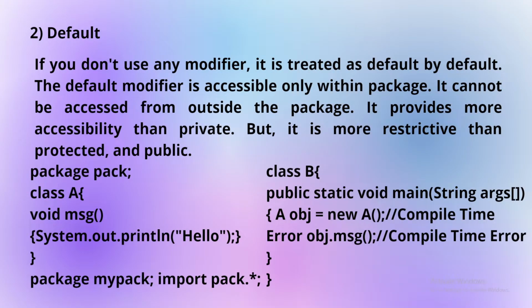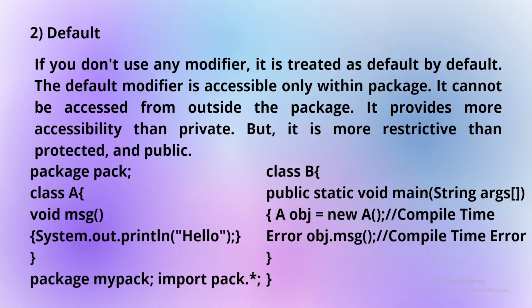The next one we are going to see is the default access modifier. If you don't use any modifier, it will be treated as default. The default modifier is accessible only within the package. It cannot be accessed from outside the package. It provides more accessibility than private, but it is more restrictive than protected and public.